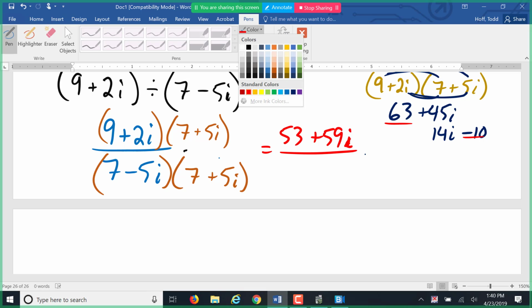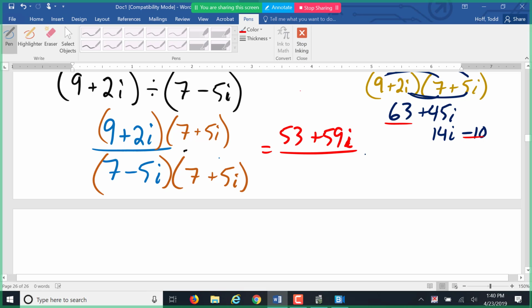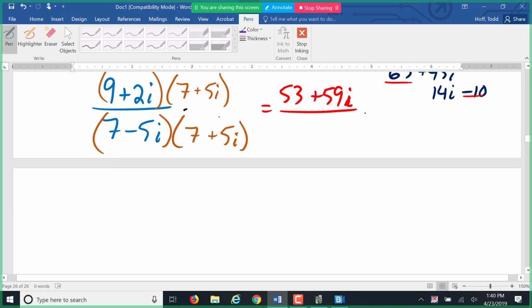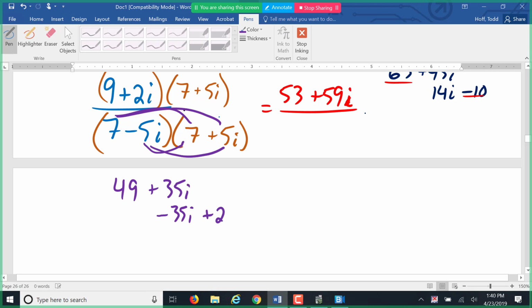On bottom, 7 times 7 is 49. 7 times 5i is 35i. Negative 5i times 7 is negative 35i. And negative 5i times positive 5i is a positive 25. So the i's cancel out. 49 and 25 make 74. So 53 plus 59i over 74. Any questions?